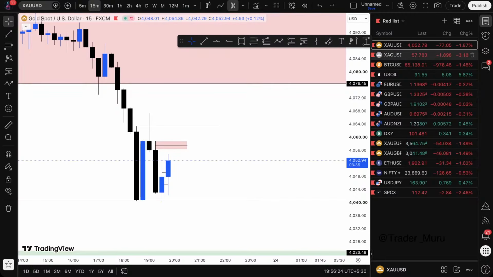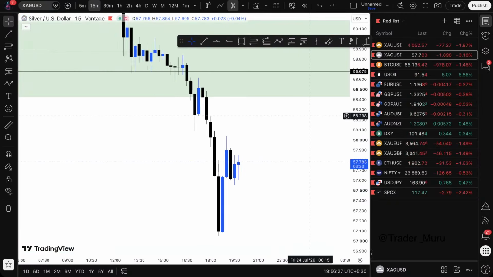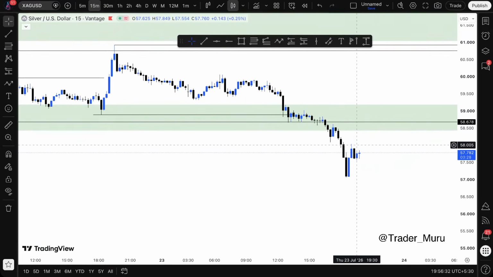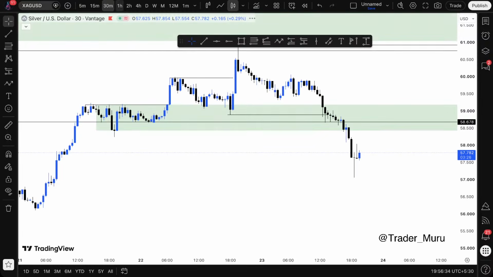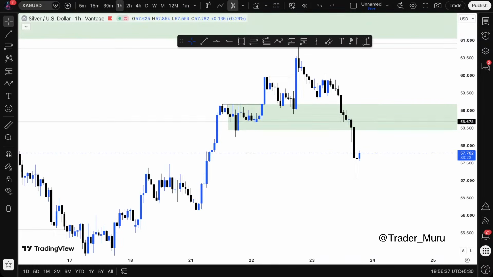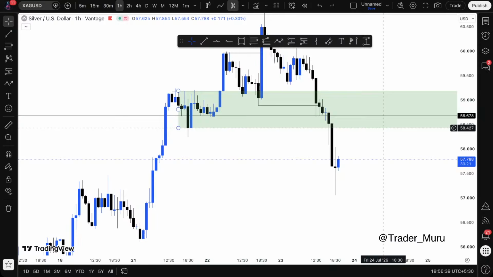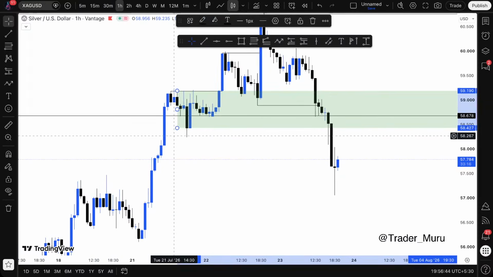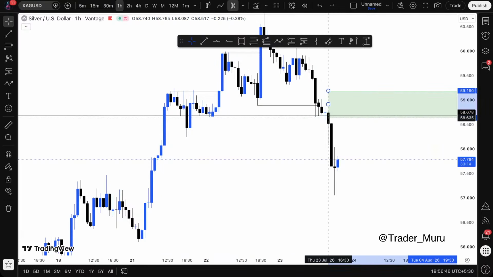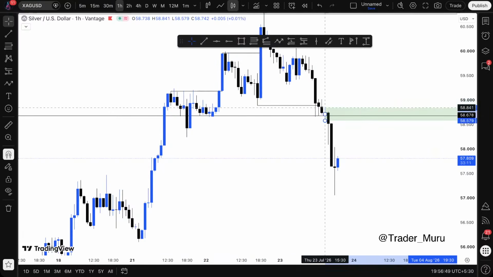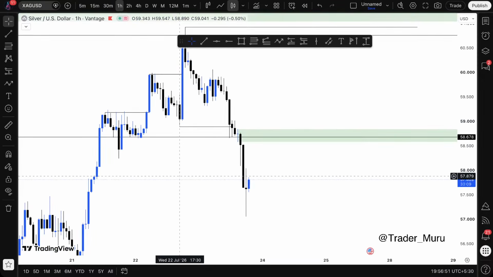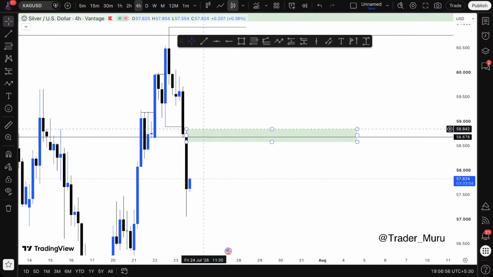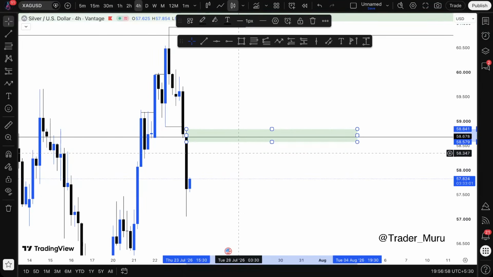Okay, let's see another pair. Gold is looking boring right now. 15-minute structure bearish, 30-minute bearish, 1 hour also bearish. This is the area from where you can watch for short entry. And if you want to refine it, this order block. 4-hour, this is our 4-hour high. Price needs to test here and drop again.